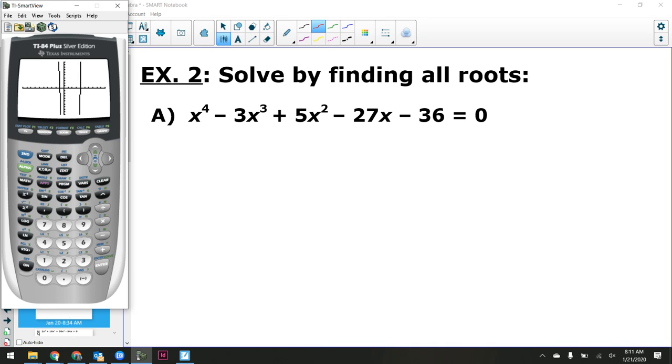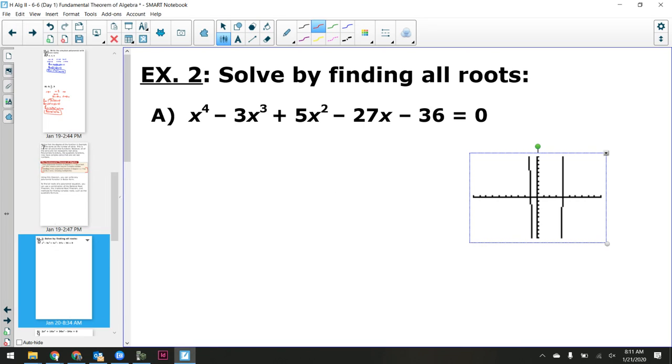How many roots do I see on my graph? 2. Do any of them have extra multiplicities? No, they don't. So that means there are non-real roots going on, right? I see 2 roots on my graph, 2 places where it's going straight through. So there are actually non-real roots because I know I'm going to have a degree of 4, right?